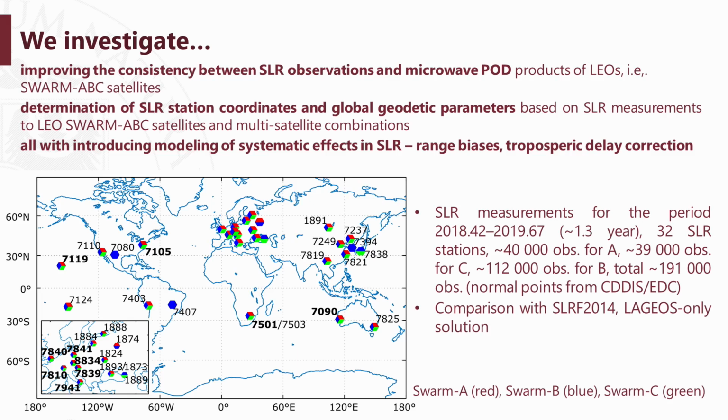And also we test determining station coordinates and other global geodetic parameters by using SLR to LEOs, including Swarm satellites, by investigating different approaches for modeling of systematic effects. I mean here range biases and tropospheric delay corrections. In our test, we used over 1 year of data for SLR measurements to Swarm satellites with a priori products provided by different product sources. And here in the figure you can see the SLR stations which contribute observations to our test. There were 32 of them.